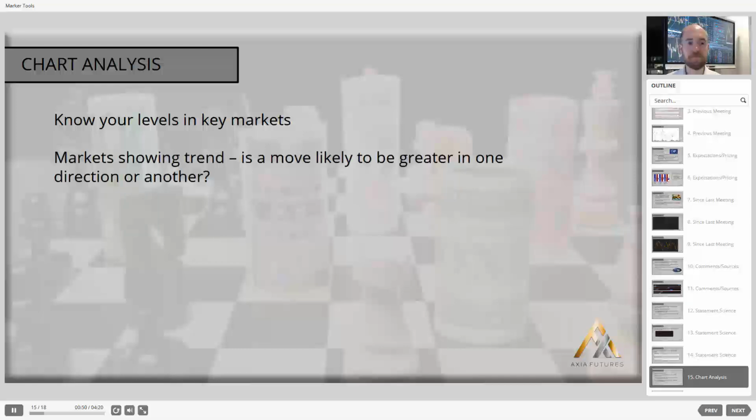So next up, in terms of actually thinking about markets, and this could influence which market you trade, think about which ones are showing trend. Is a move likely to be greater in one direction or another? So if a market has trended higher into an economic decision or a central bank decision, how much could that central bank do to continue that trend or create an aggressive move in that direction compared to the opposite move?